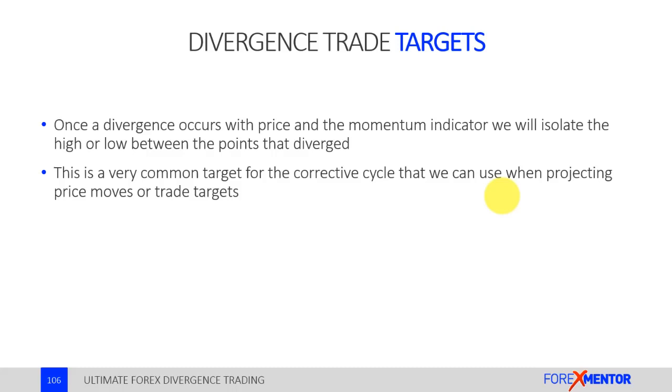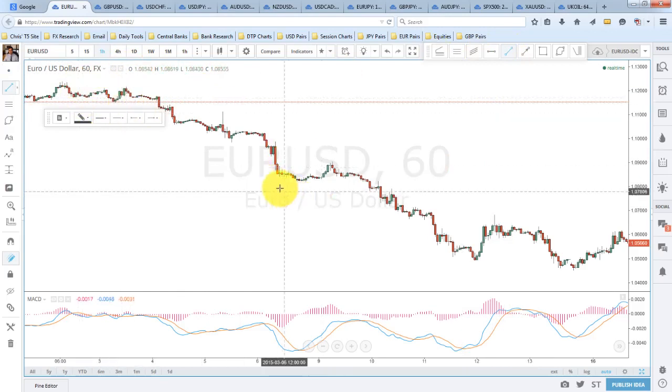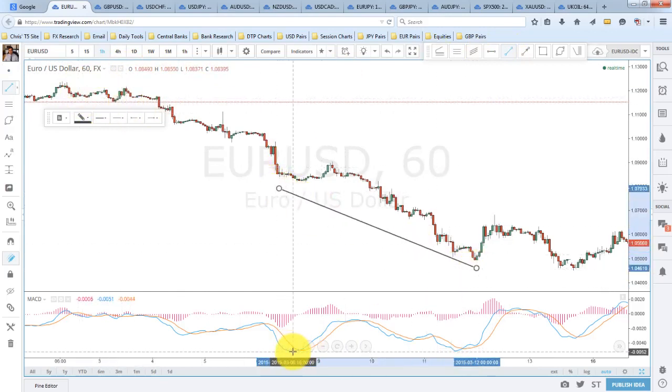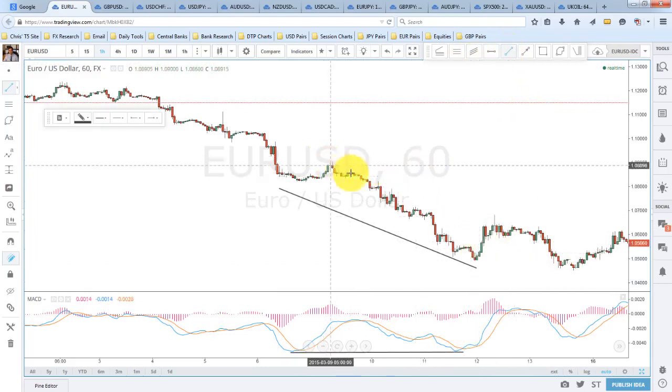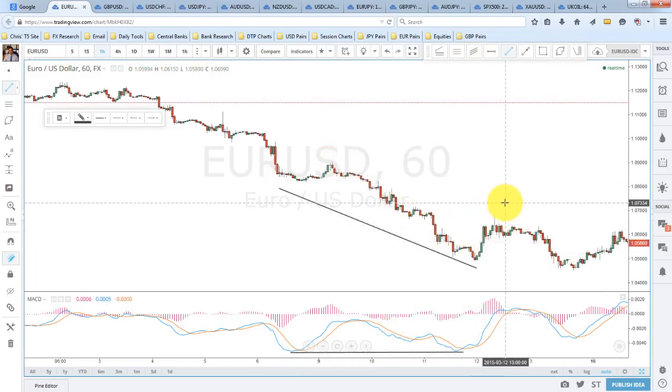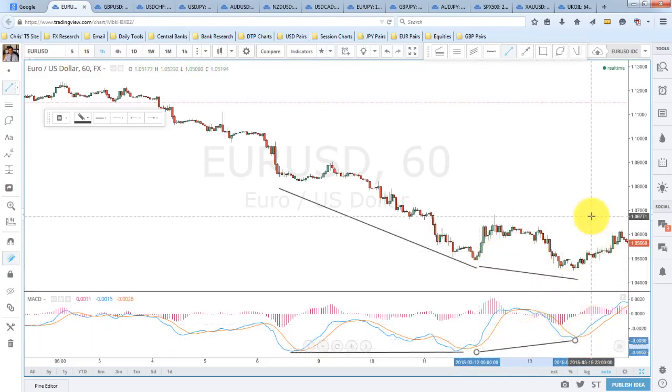Let's take a look at a couple of examples on a chart of these divergence trade targets. Here's our Euro US dollar, a 60-minute chart, and you can see the divergence here, price moving lower with the MACD cycling higher. This did move into a double divergence, so if you were trading the trend line break in here, it probably wouldn't have worked out so well. At this point it didn't really look like a wedge, so we wouldn't have labeled this as a wedge.